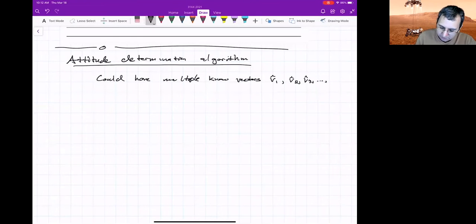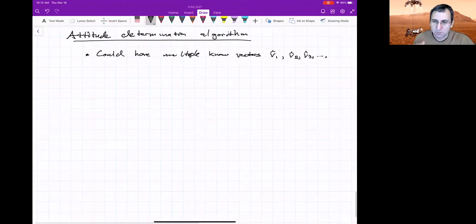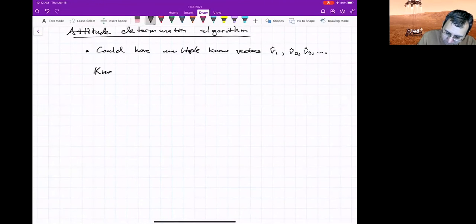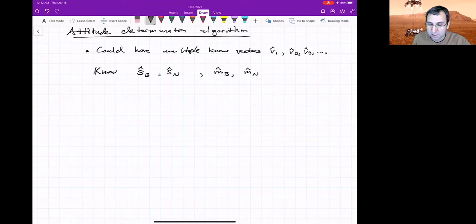Just for now, to simplify things, assume that all we have is a sun sensor and a magnetic field sensor. So we have a sun direction and a magnetic field direction. Just like before, we know S in the body-fixed frame and also in the N frame, and we know the magnetic field in the body-fixed frame and in the N frame. Then we want to construct the direction cosine matrix. How do we do that? There are two methods we'll go over. The first is called the TRIAD method. It's not necessarily the most accurate, but it is popular and it works.